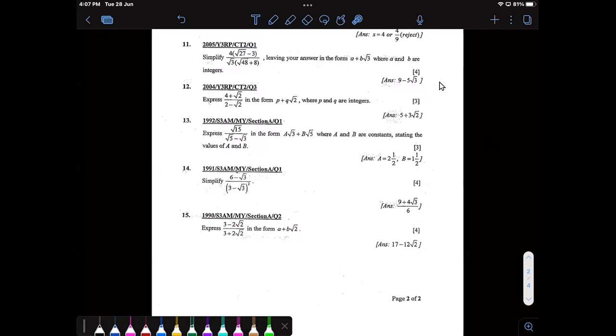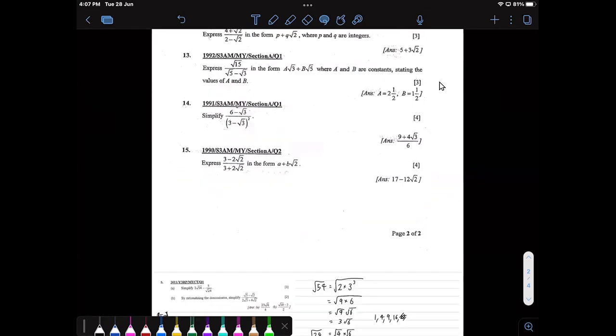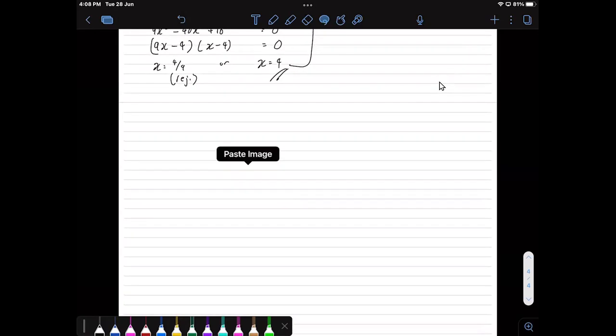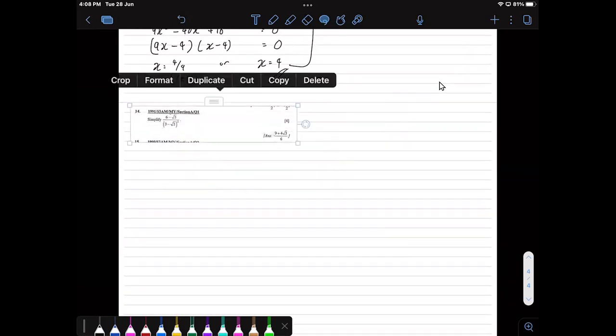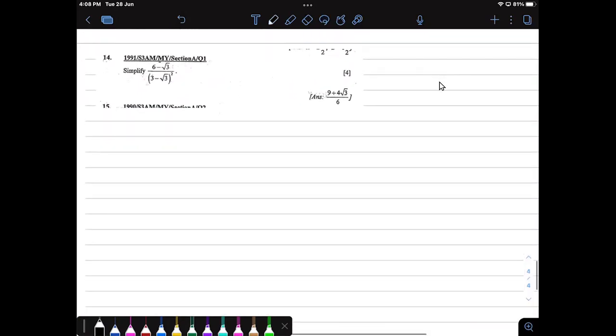The 14, I guess. 14. Okay, let's go through 14, because they are all the same questions, honestly. Just rationalize the denominator only. And your (a plus b) squared, (a minus b) squared, a squared minus b squared. You know all this already.